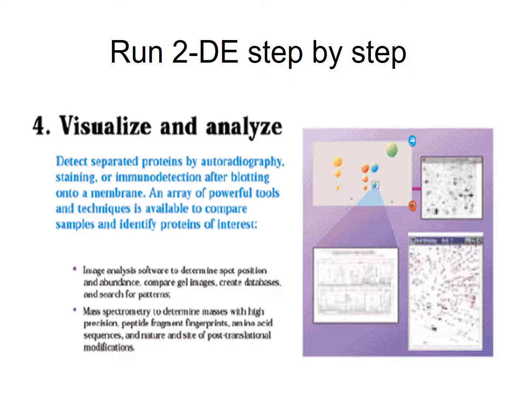You can stain it with Coomassie or a silver stain. You can do some type of immunodetection after you blot it, and we'll talk about blotting. Or you can radiolabel proteins with S35 methionine and visualize with X-ray film. So either way, you've got a gel and there are spots, and the imager can actually see those spots and record the actual results.